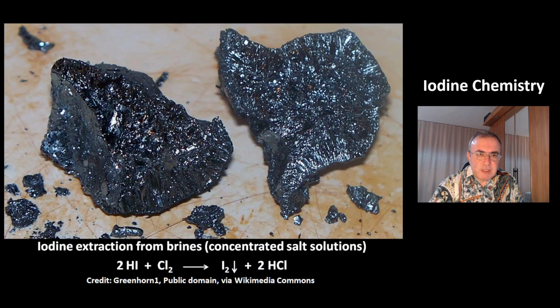There's another picture of iodine crystals. It is produced by extracting it from brines. Brines are concentrated salt solutions. This is the chemical reaction. 2 hydrogen iodide plus chlorine gives you iodine plus 2 hydrogen chloride.